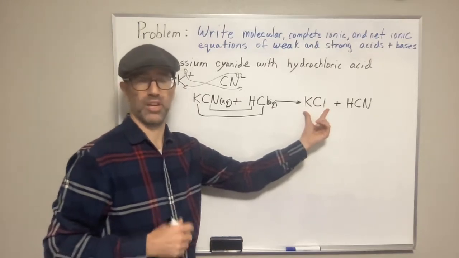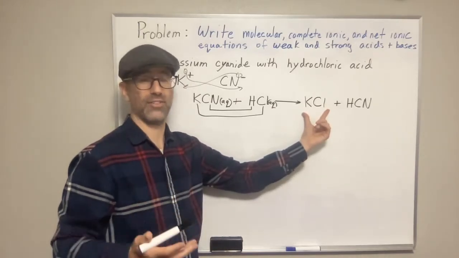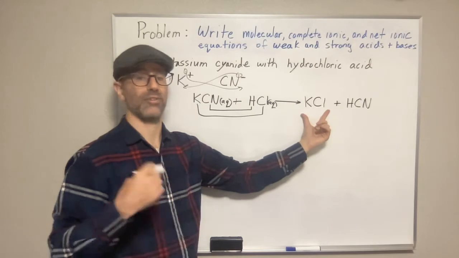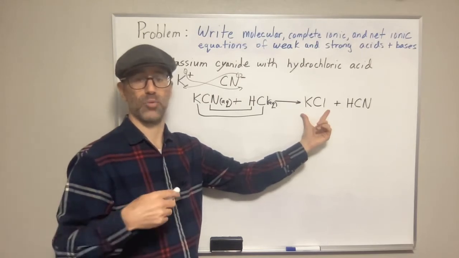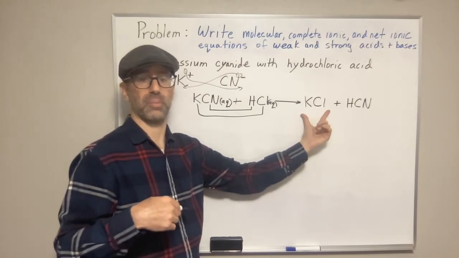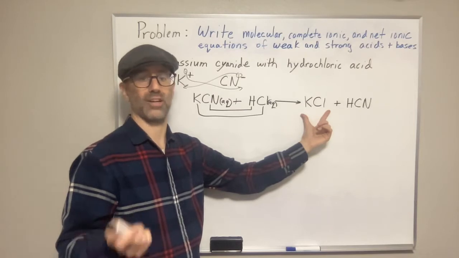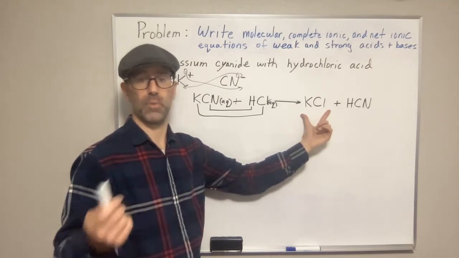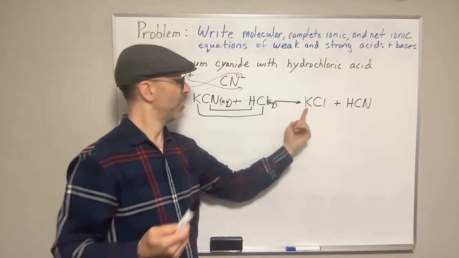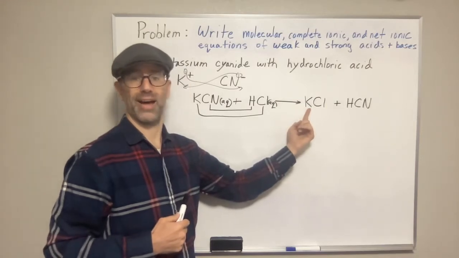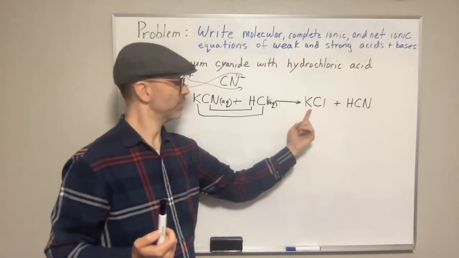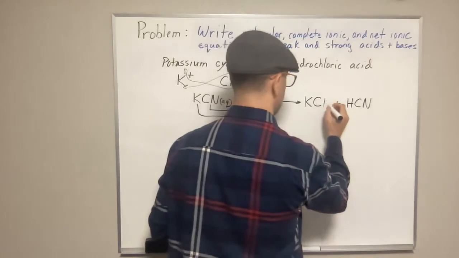Again, we have KCl. This is going to be aqueous for the same reason. Chlorides are aqueous unless they're paired with the metals silver or lead 2 ion or the mercury 1 ion. Your group 1 elements are all soluble. So this is going to be aqueous.